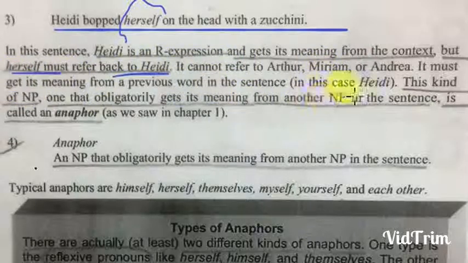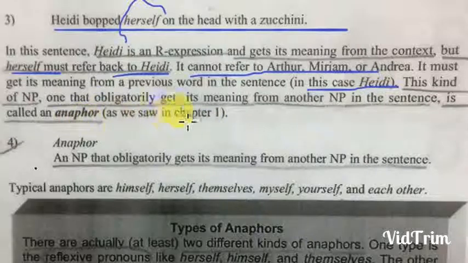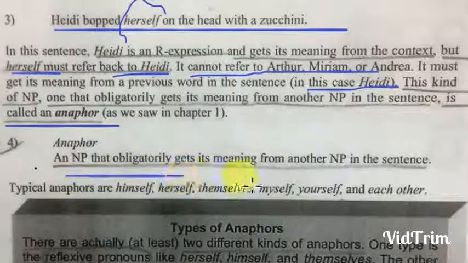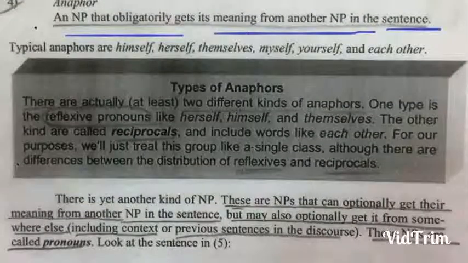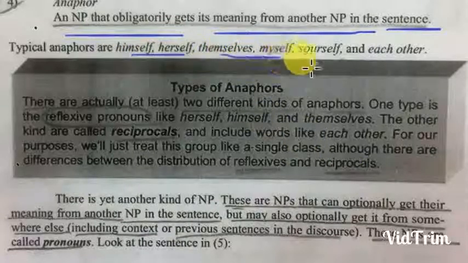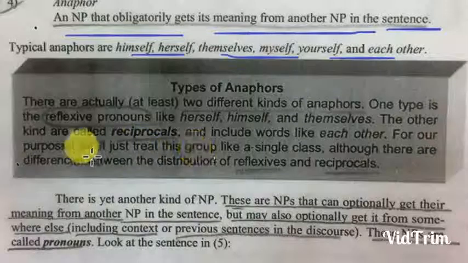Heidi bopped herself on the head with a zucchini. Here, herself must get its meaning from a previous word in the sentence, in this case, Heidi. So this kind of noun phrase, one that obligatorily gets its meaning from another noun phrase in the sentence, is called an anaphor. An anaphor is defined as a noun phrase that obligatorily gets its meaning from another noun phrase in the sentence. Typical anaphors are himself, herself, themselves, myself, yourself, and each other.